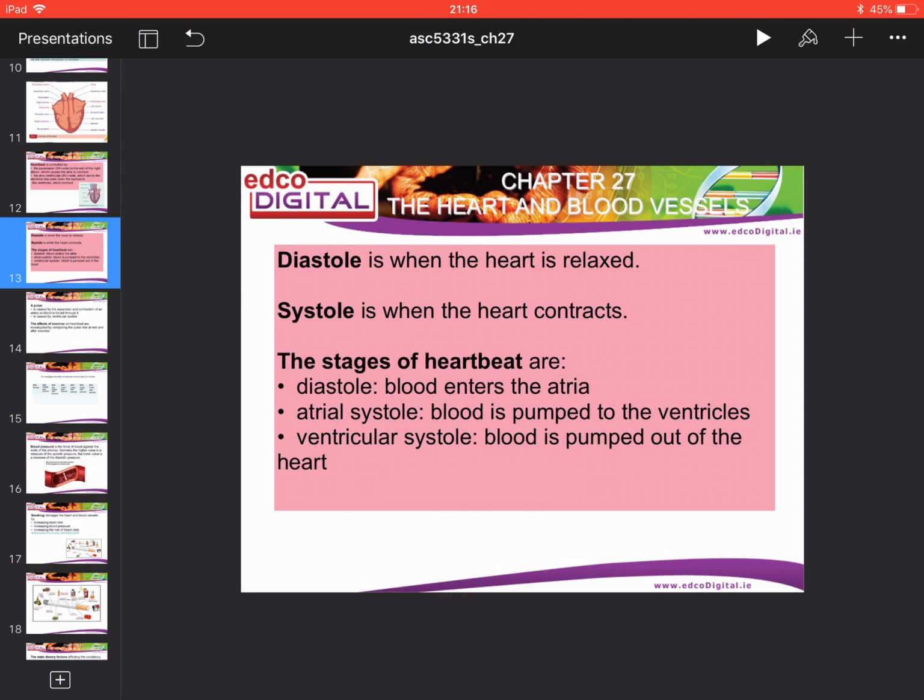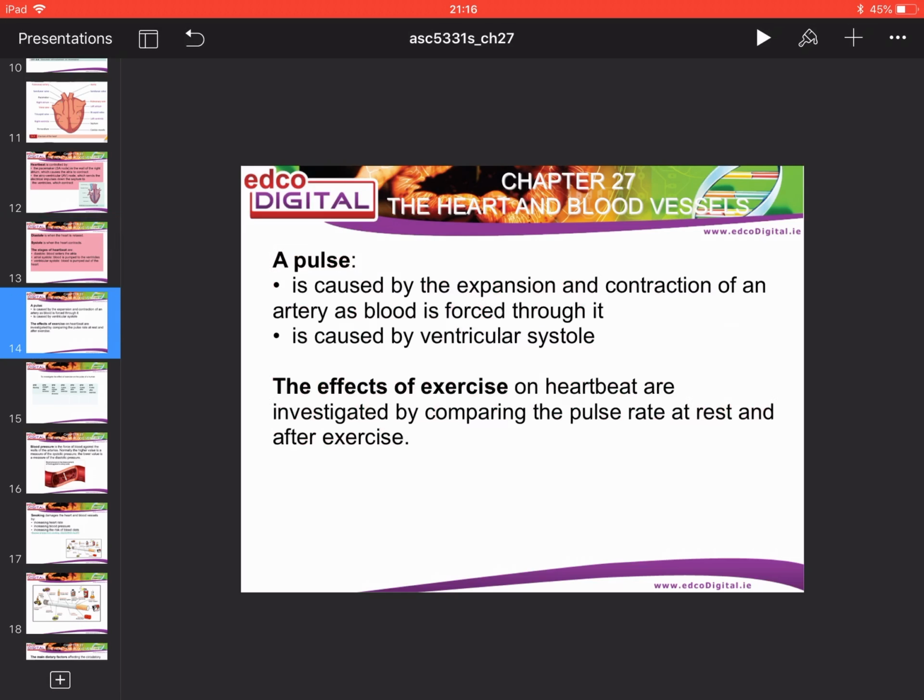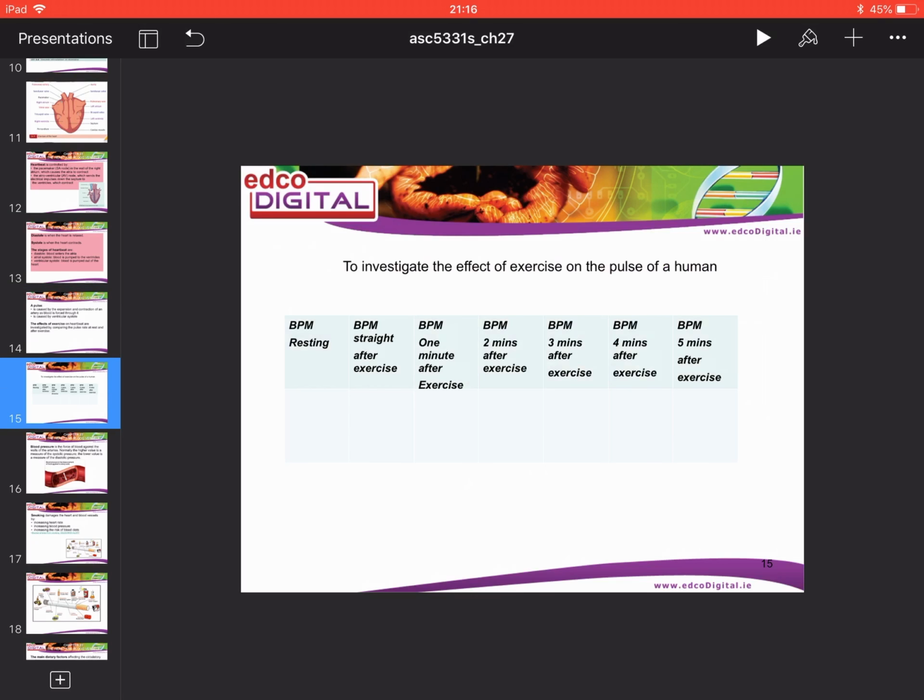So the two stages are diastole and systole. Diastole means when the heart is relaxed, and systole means when the heart contracts. So we had an experiment where we investigated the effect of exercise on the pulse rate of a human. We got our pulse rate at resting, which was the control, straight after exercise, 1 minute after exercise, 2, 3, 4, and 5 minutes after exercise.